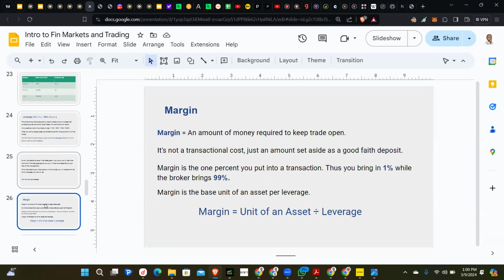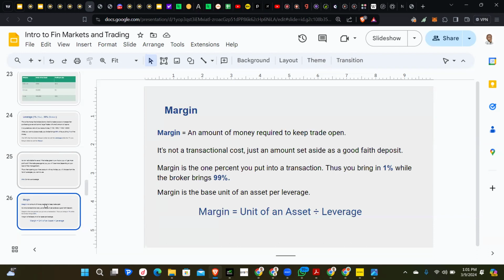So margin, what is margin? Stay with me. I want you to get this concept. I will still show you this from both the MT4 on laptop and the MT4 on phone. So margin is an amount of money required to keep a trade open. It is not a transaction cost. It's just an amount set aside as a good faith deposit.